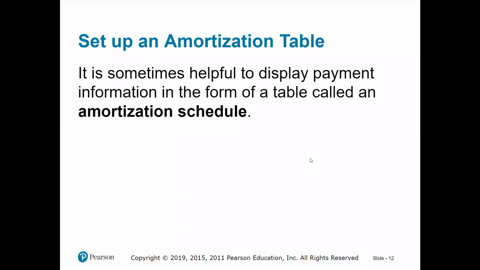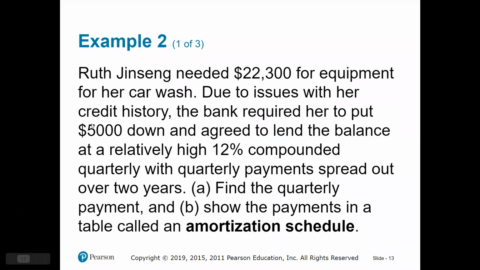All right. Set up an amortization table. Again, this is something that you're going to have to do on your homework. It is sometimes helpful to display payment information in the form of a table called an amortization schedule. All right, so we're going to do one of these. Ruth Ginsing needed $22,300 for equipment for her car wash. Due to issues with her credit history, the bank required her to put down $5,000 and agreed to lend the balance at a relatively high 12% compounded quarterly, with quarterly payments spread out over 2 years.